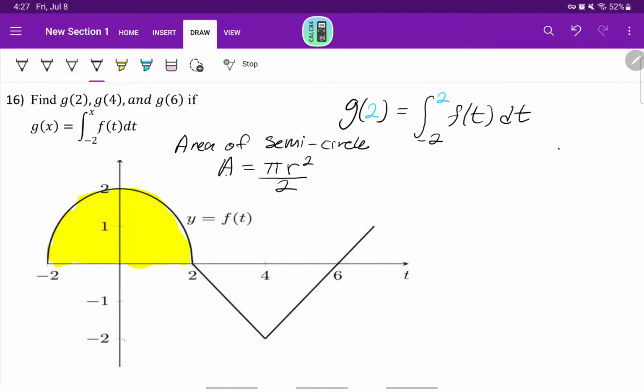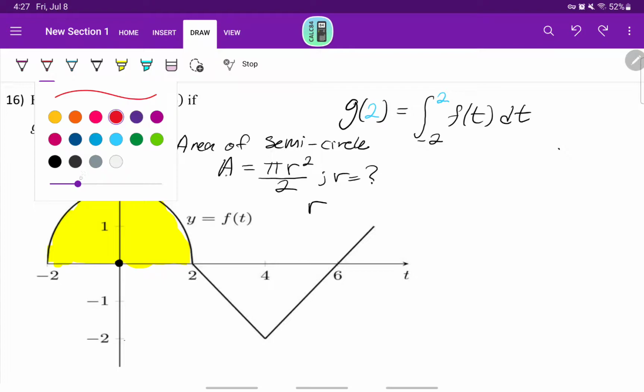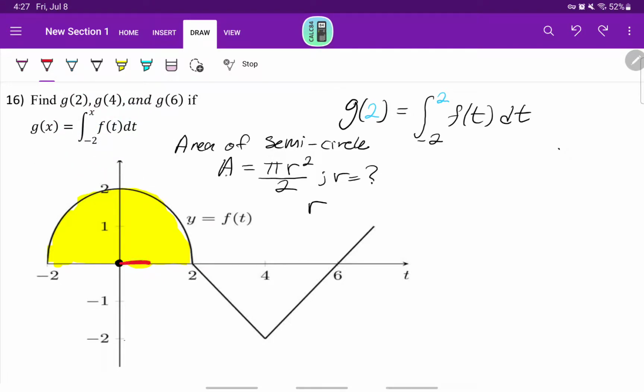And what is the radius? We need to know the radius. Well, the radius is the distance from the center of the circle to any point on the outer regions of the circle. So the radius from this point here to that point there seems to be 2. So my radius is 2.